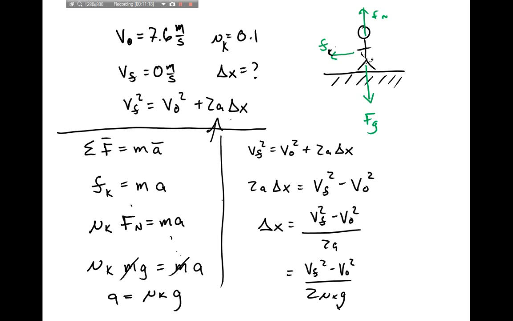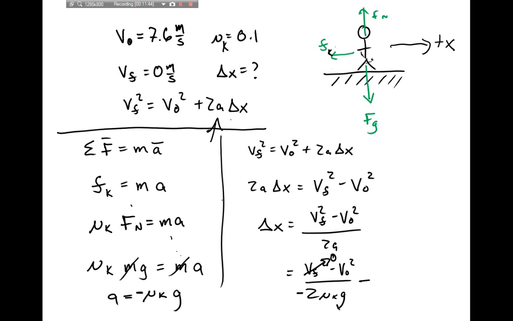And actually, I should be a little bit careful about this. If delta x is a positive number, if I say that to the right is the positive x direction, then my frictional force points in the negative x direction. So my acceleration is technically a negative mu times g. My final velocity is 0. My initial velocity is 7.6 meters per second.